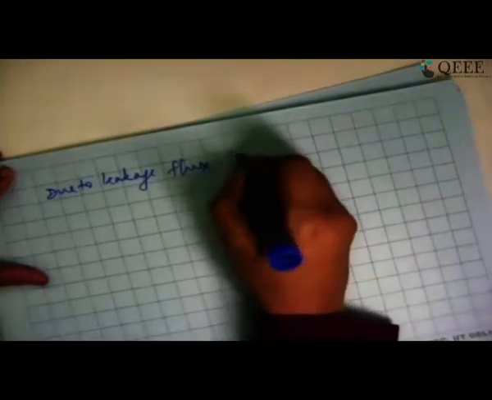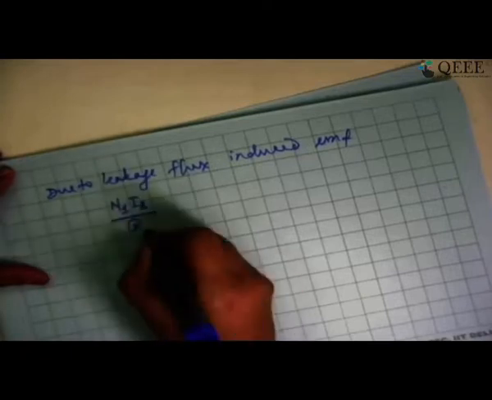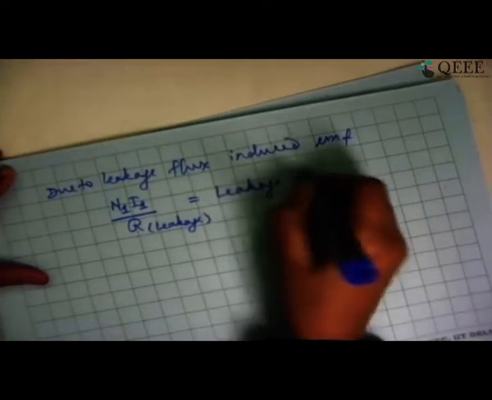Because of this, if I actually look at how much is the induced EMF due to leakage flux, what is the induced EMF? If I just say that the leakage flux is whatever is the current that is flowing through the primary winding divided by the reluctance of the leakage path, this is going to be the flux, leakage flux of the primary.